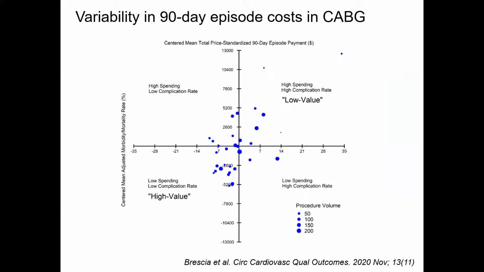You can see in the lower left-hand side that you have high-value hospitals, which have lower spend and lower complication rates, while on the right-hand side, you have low-value hospitals, which has high spending and high complication rates.